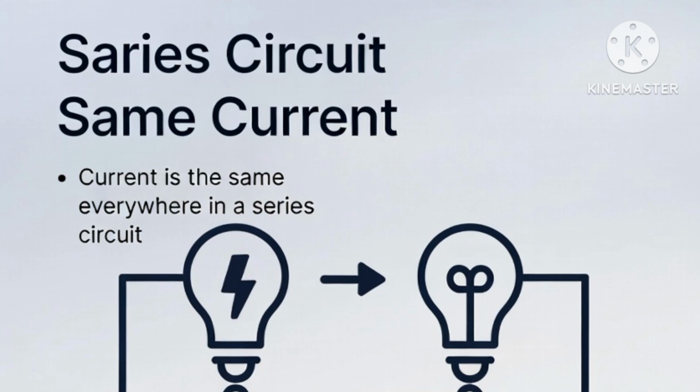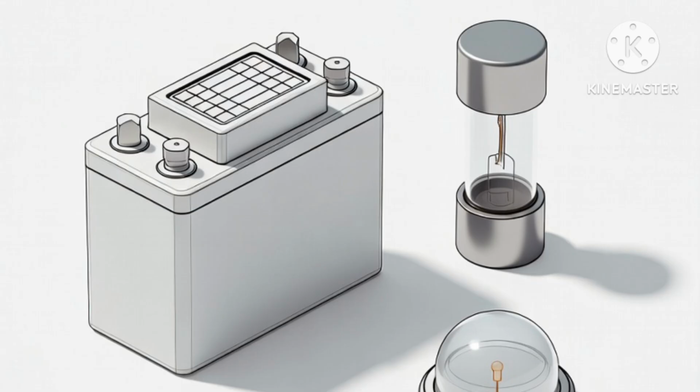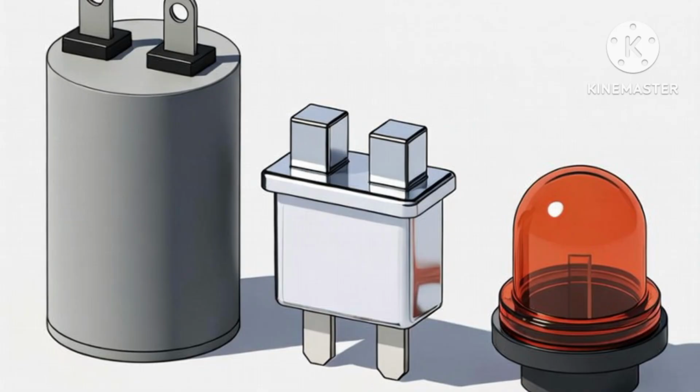Another thing to remember is that total resistance increases in a series circuit. You simply add the values, and there's one big drawback. If any one component fails, the whole circuit stops working. This is why old decorative lights used to go off completely when one bulb burned out. Series circuits are used in battery packs, protection devices like fuses, and some simple indicators.